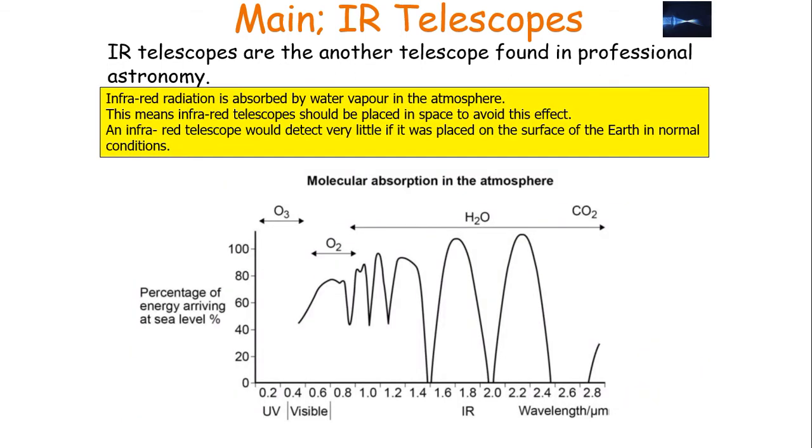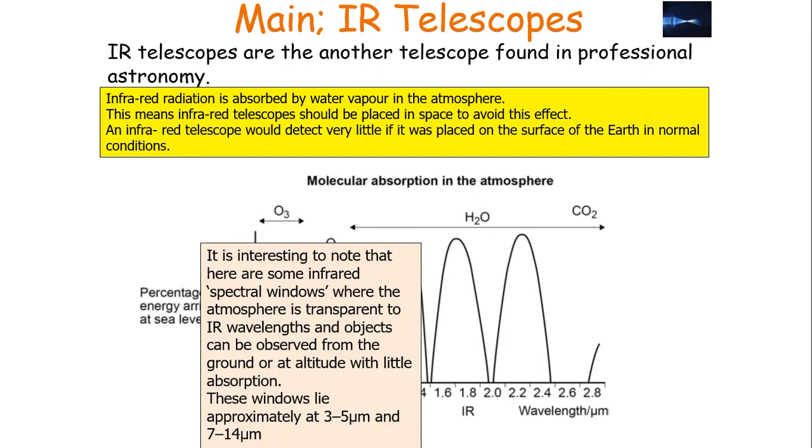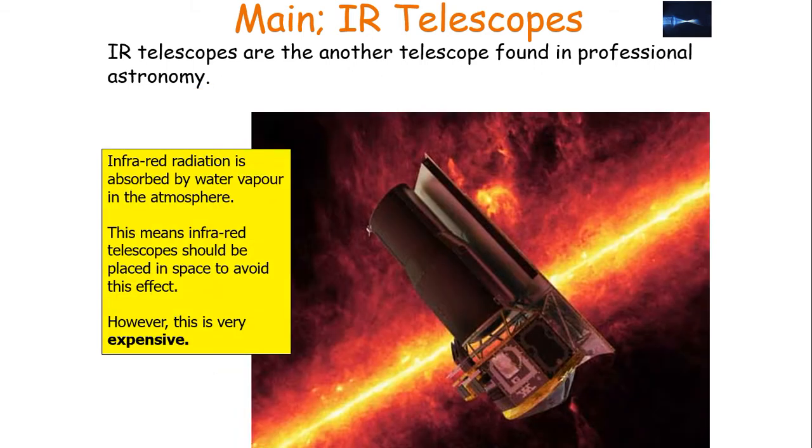So we can see this in this particular graph. It shows us that our infrared radiation is absorbed by the water vapor in our atmosphere, H2O. But it's also interesting to note that there are some infrared spectral windows where the atmosphere is transparent to infrared wavelengths and objects can be observed from the ground or at an altitude with very little absorption. So these windows lie at approximately 3 to 5 micrometers and 7 to 14 micrometers.